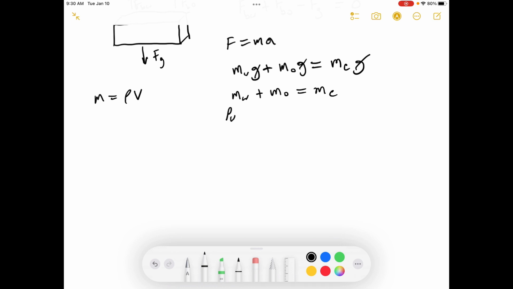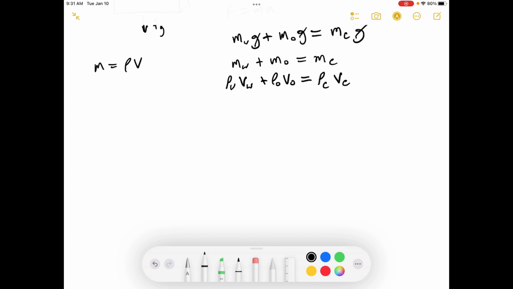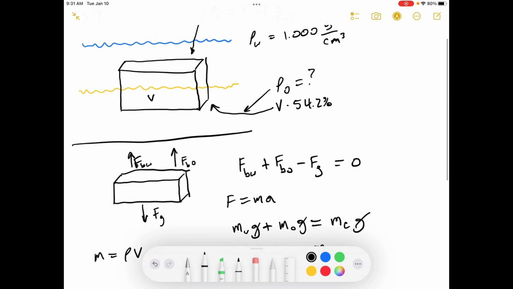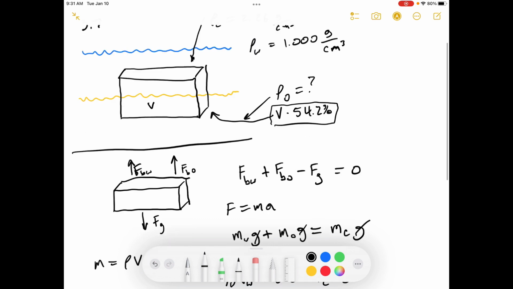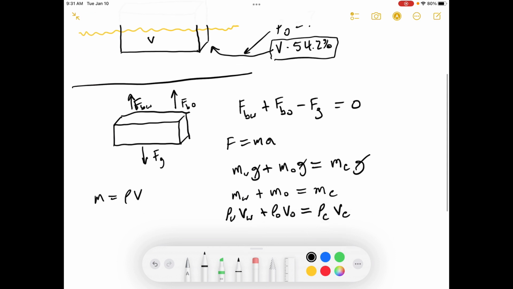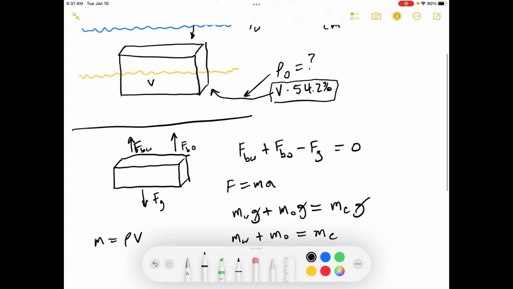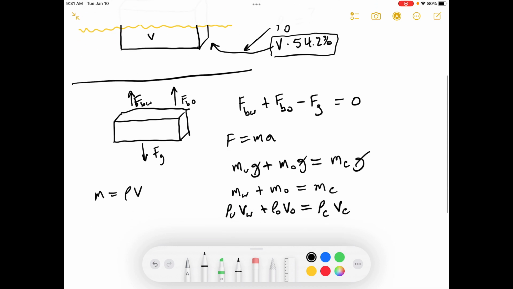So density of water times the volume of the displaced water plus the density of the oil times the volume of displaced oil equals the density of the carbon times the volume of the carbon block. Okay, now we can use our information that we gained about our volume factor here and change things into a total carbon block volume.